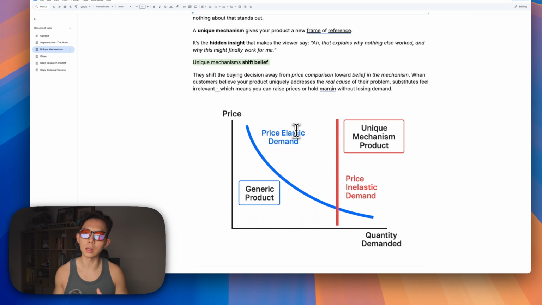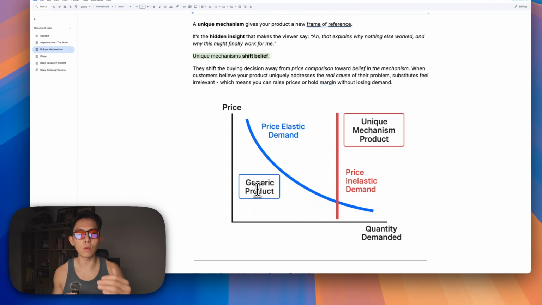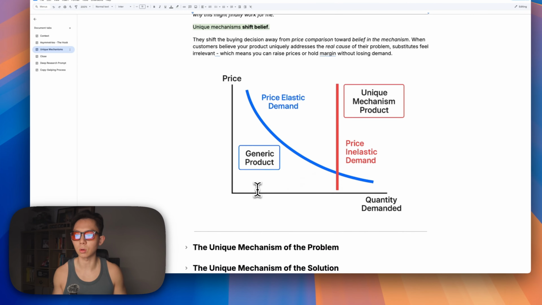So this means you can raise prices or hold margin without losing demand. To take this example to the natural extreme, if you have studied economics, you will have known of this graph or the price elasticity. So with a generic product, you have a very price elastic demand, meaning to say when price changes, quantity demanded changes very fast. But when you have a unique mechanism product, i.e. a very unique one of one product, or if you can build so much belief in a product that people see it as unique, even with the price increase, your quantity demanded stays the same. Or you can make the argument, of course, that if the price decreases, the quantity demanded would definitely increase. This is just understanding philosophically why unique mechanisms are so important.